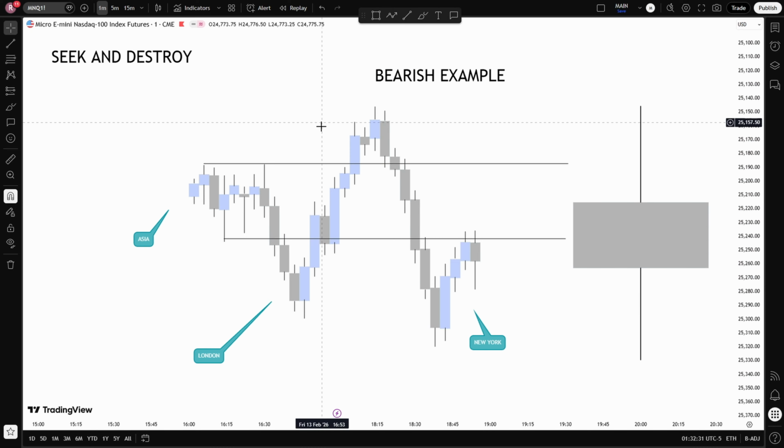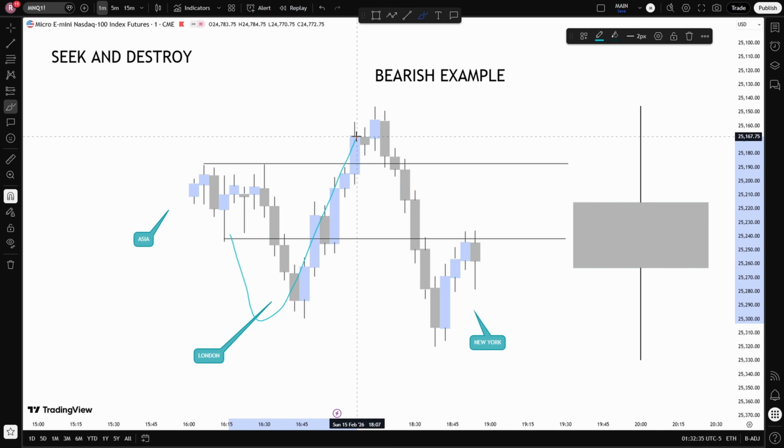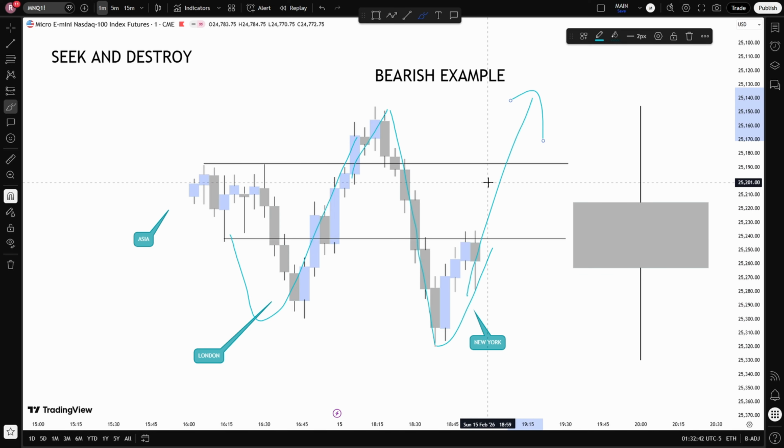You can see this behavior clearly. Price exits the range, trades back into it, exits again, trades back into it. That repetitive rebalancing is a signature of seek and destroy conditions. So instead of chasing breakouts, the objective becomes fading deviations and targeting re-entry into equilibrium.